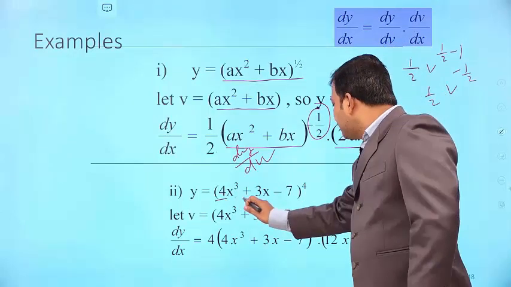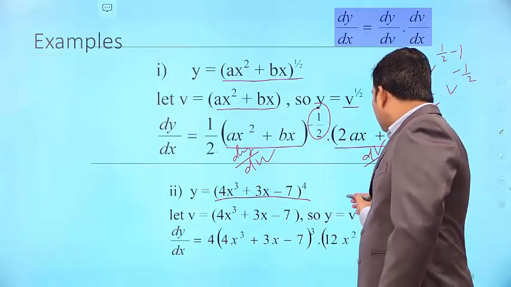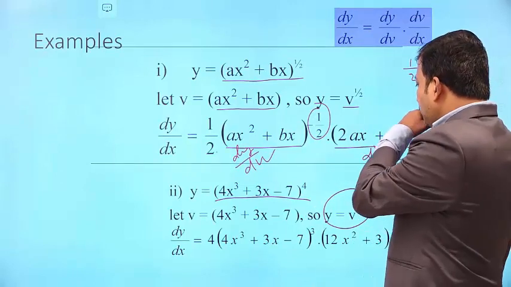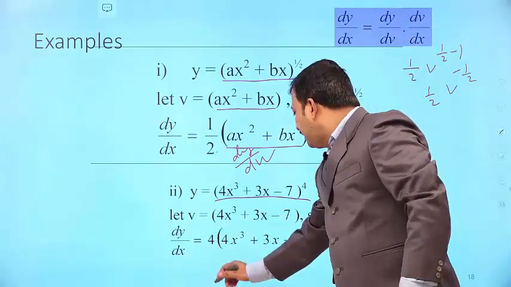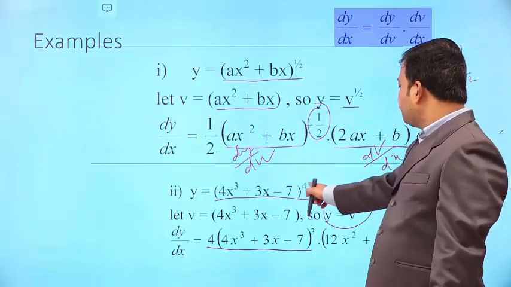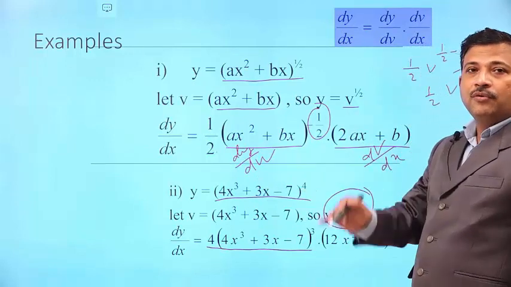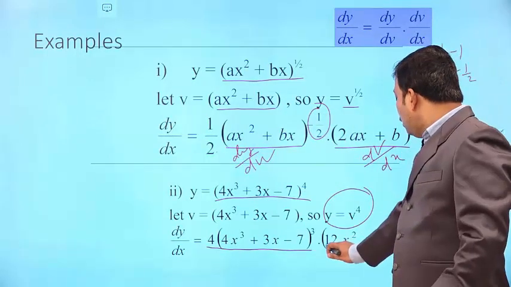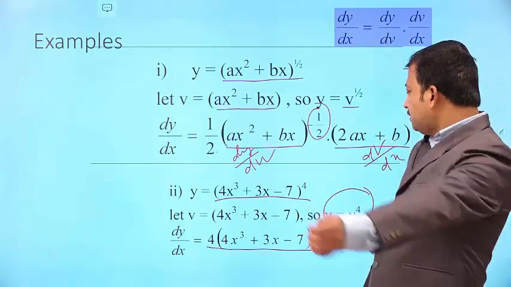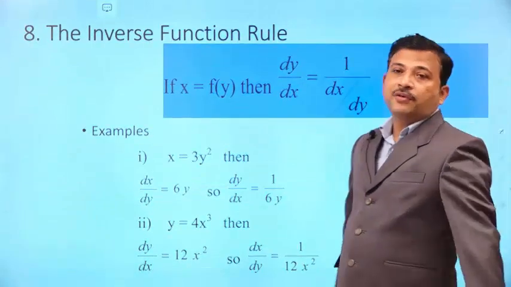Take y equal to (4x square plus 3x minus 7) to the power 4. You can put one variable as v, and then y can be converted to y is equal to v to the power 4. And dy by dx is nothing but 4 into (4x square plus 3x minus 7) whole cube, 4 minus 1 is nothing but 3, 4 into v to the power 3 into 12x square plus 3. The derivative of this one is nothing but 12x square plus 3. Is it clear? Right?